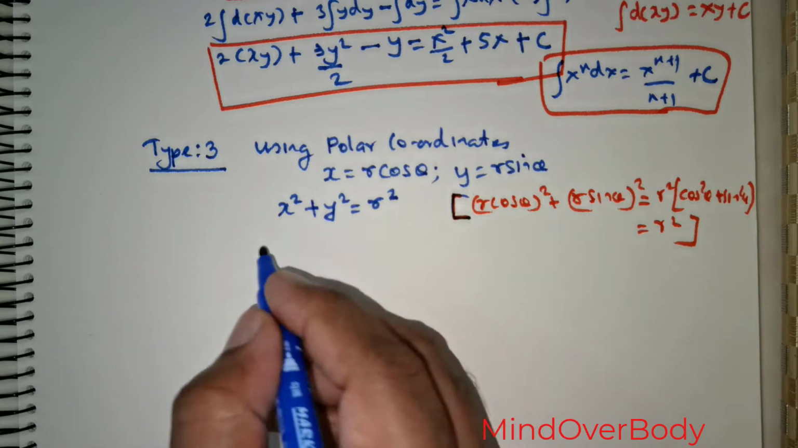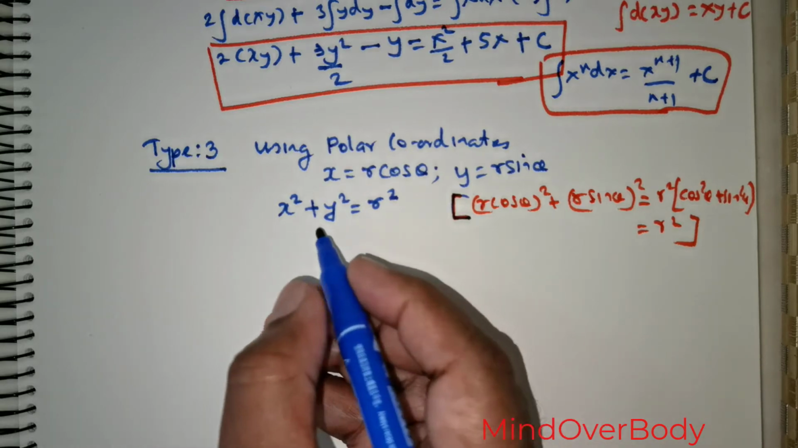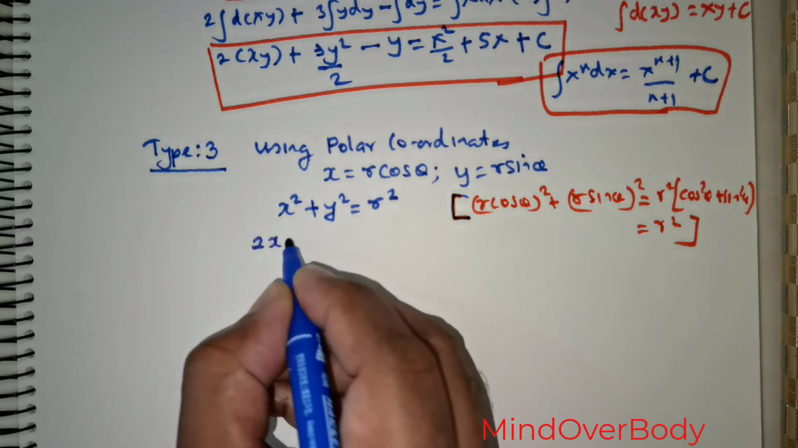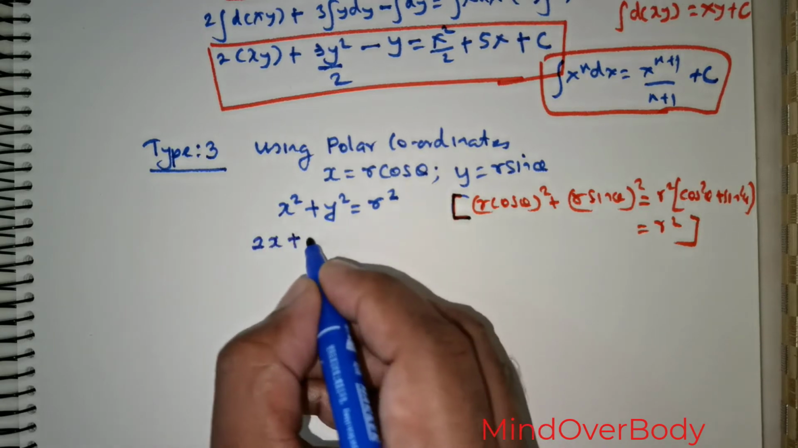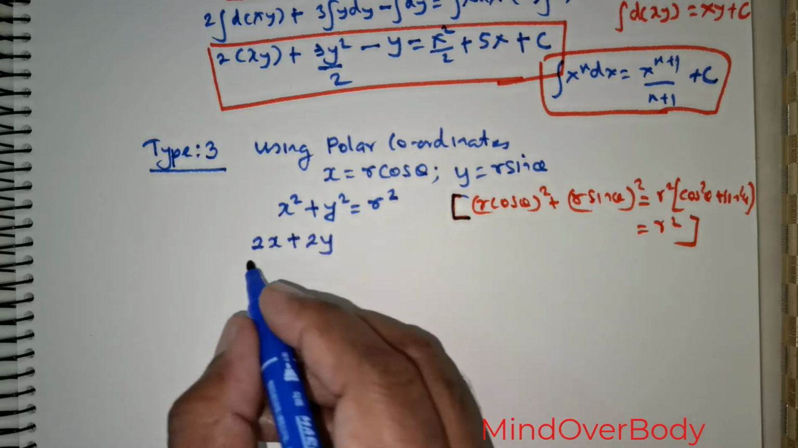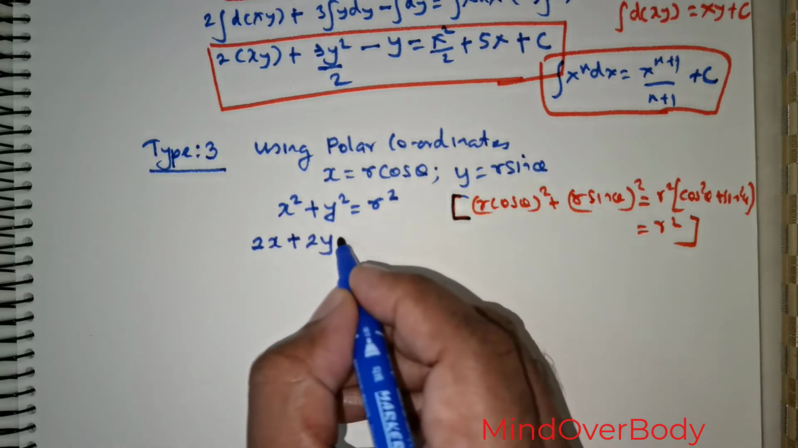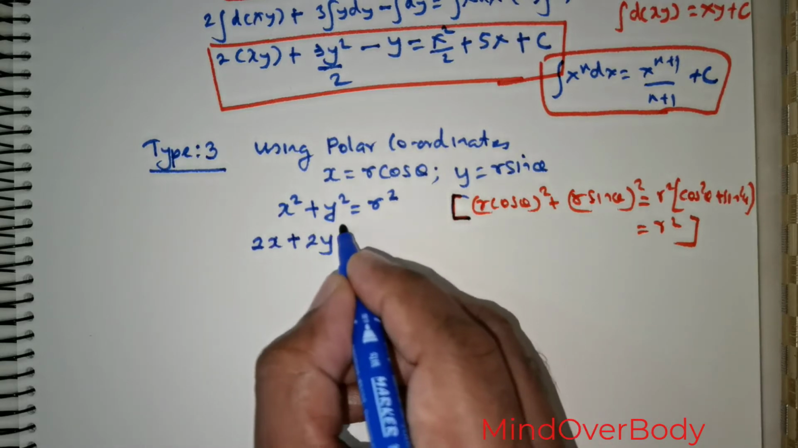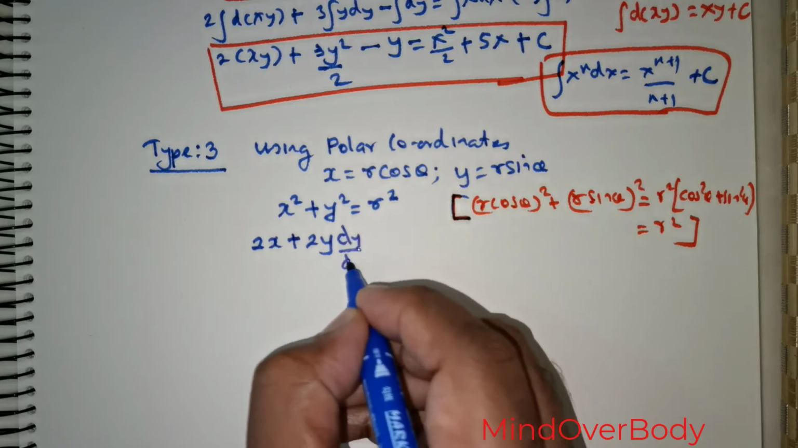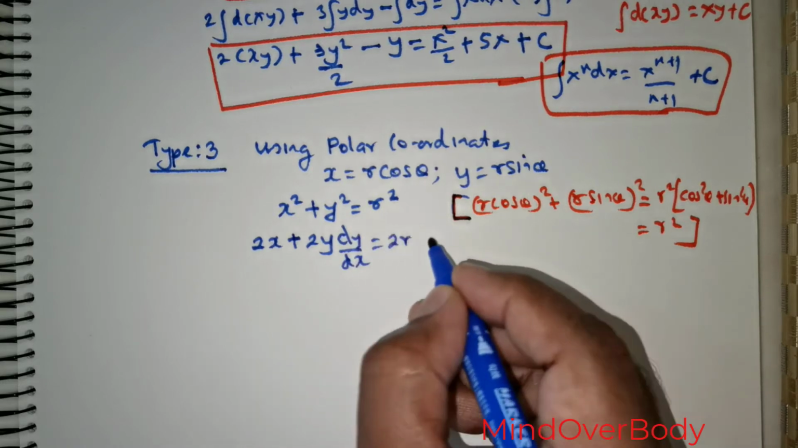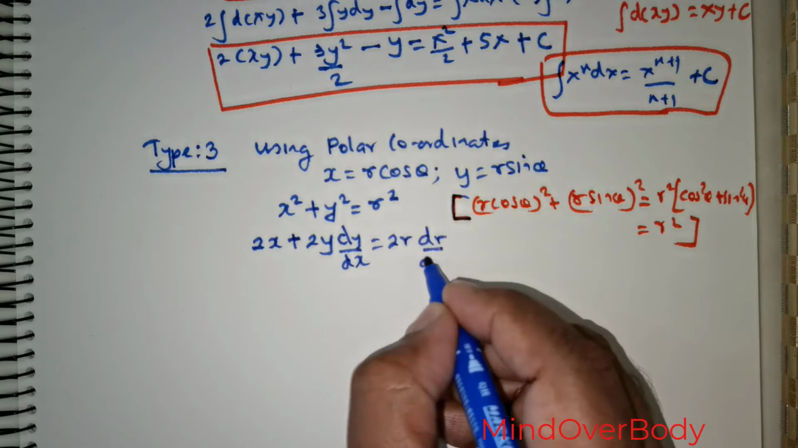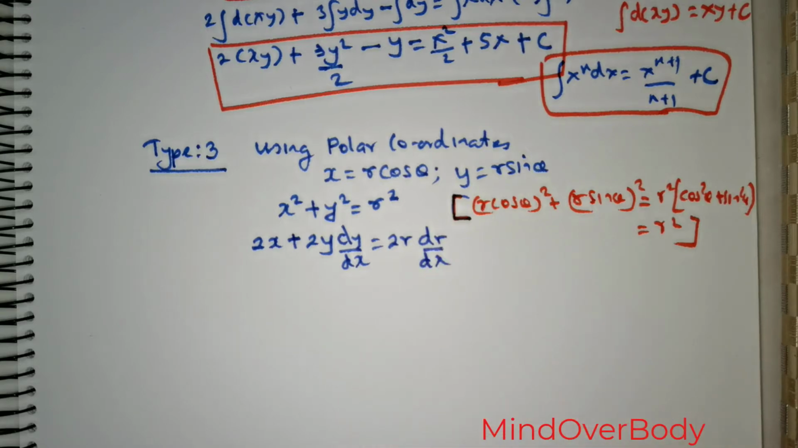Now if I were to differentiate this, then I would get 2 times x plus 2 times y. Differentiation is with reference to x, so it's going to be 2 times y times dy over dx is equal to 2 times r times dr over dx. So this is what we would be getting.